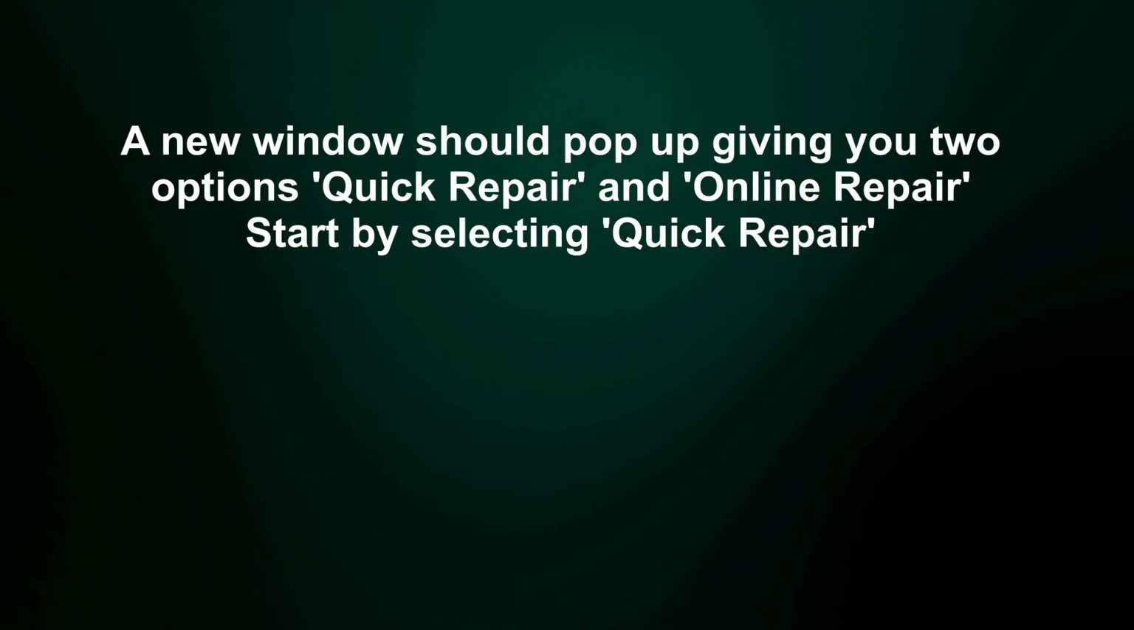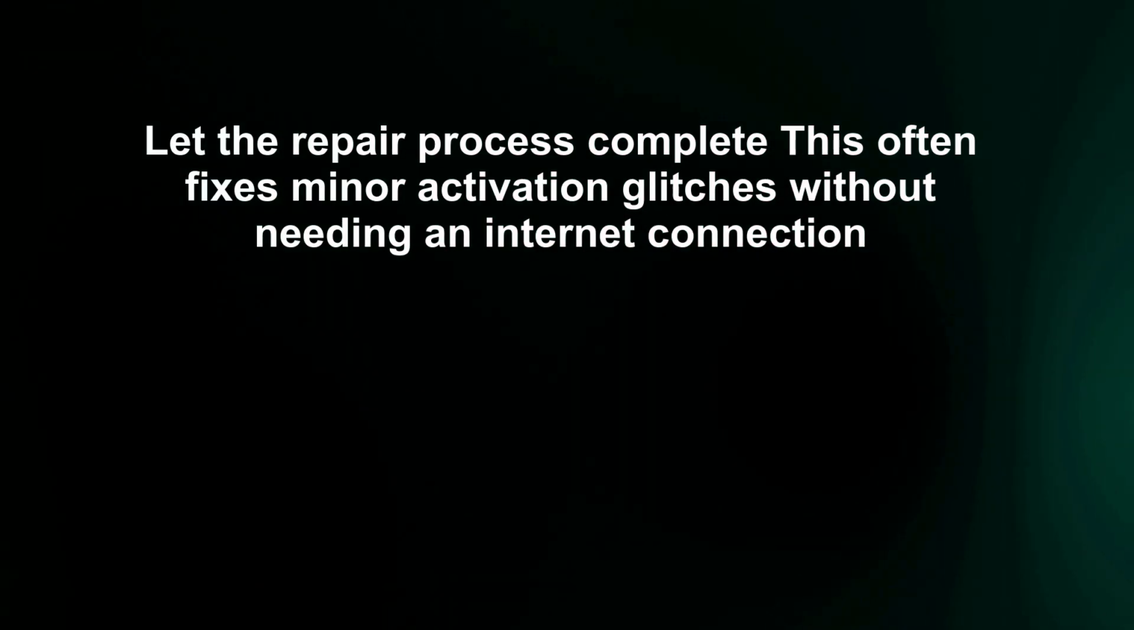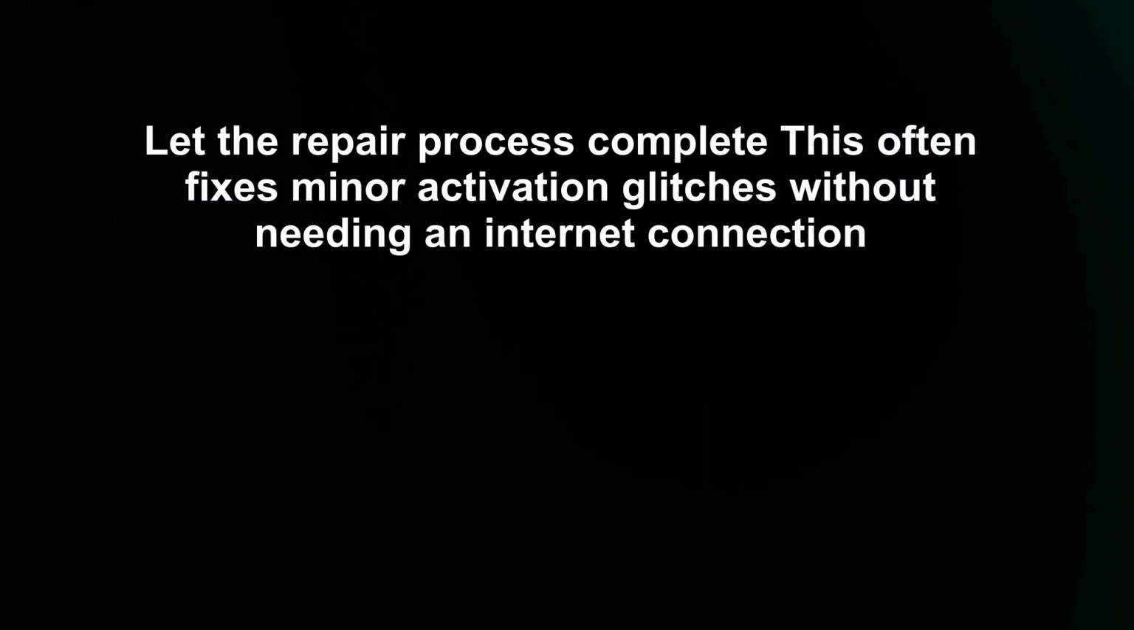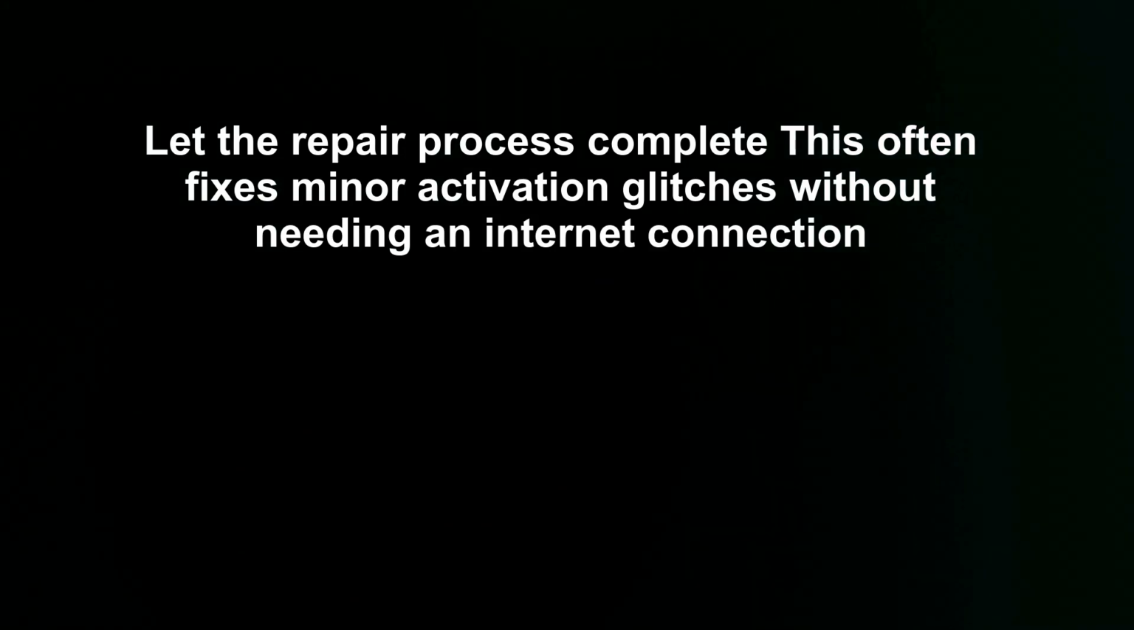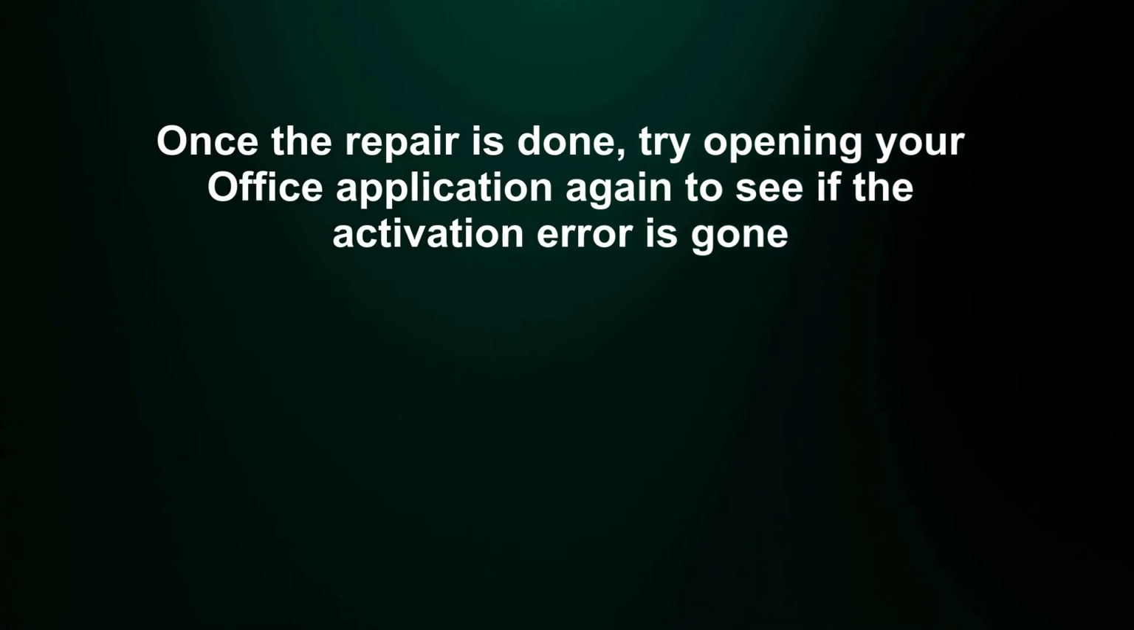A new window should pop up giving you two options: Quick Repair and Online Repair. Start by selecting Quick Repair. Let the repair process complete. This often fixes minor activation glitches without needing an internet connection. Once the repair is done, try opening your Office application again to see if the activation error is gone.